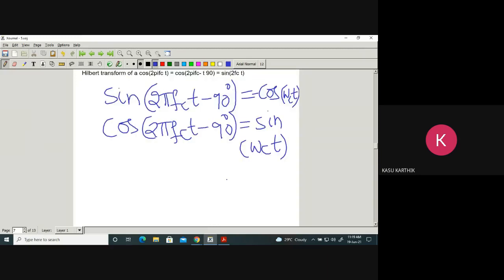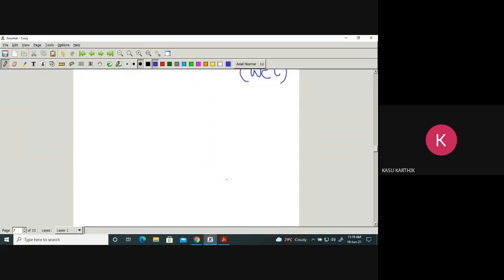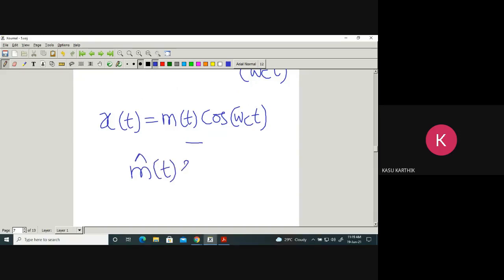Now, let me consider one more thing. Very, very important, pay your attention. Let us take x of t equal to m of t cos omega ct minus m hat of t sin omega ct. I'm taking this equation. Okay, you just follow my equation. That's it.